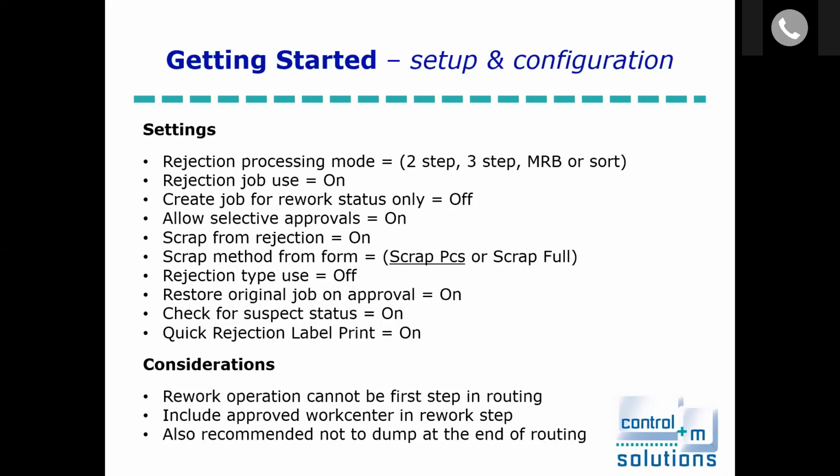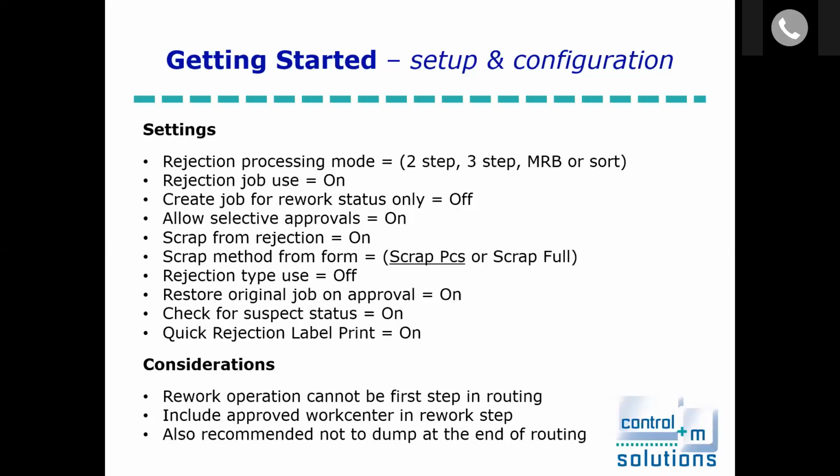But this presentation today, talking about the most simple process, the rejection processing mode, which I just discussed, I would recommend starting simply with the 2 or 3 step process. Rejection job use needs to be on in order to use rejection jobs. The create job for rework status only, turn that off. Allow selective approvals on, scrap from rejection on.